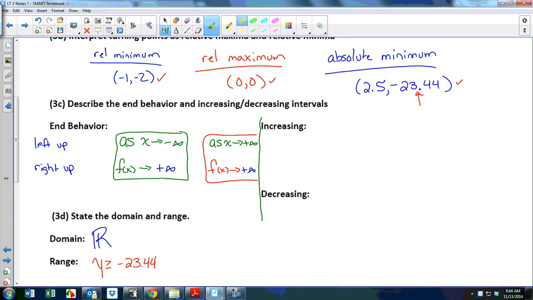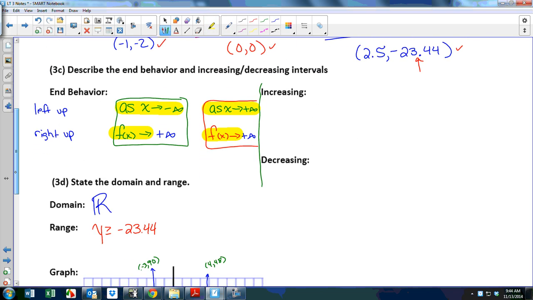I think this will be in every answer. The blue is what you have to interpret. So you might want to write this little cheat sheet down somewhere. Left is as x approaches negative infinity. Right is as x approaches positive infinity. Up, f of x approaches positive infinity. And then the last one, the one we haven't seen, down would be f of x approaches negative infinity.